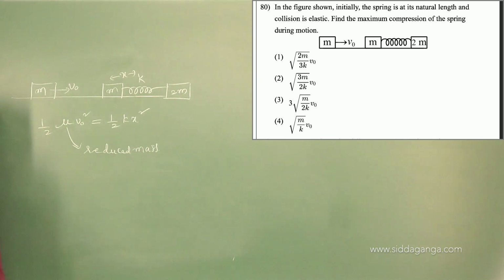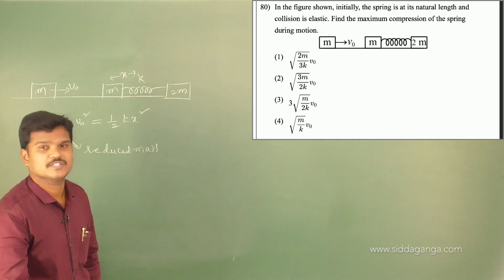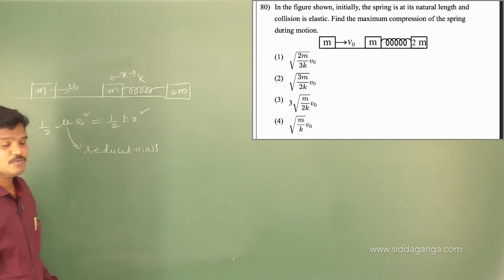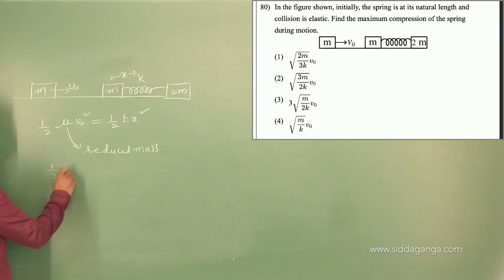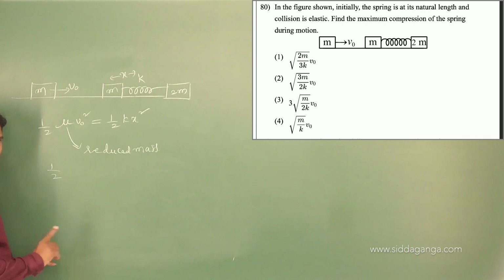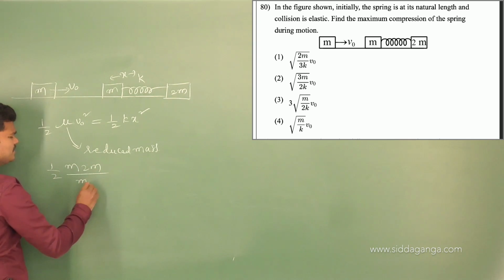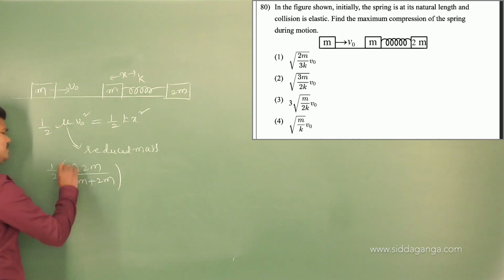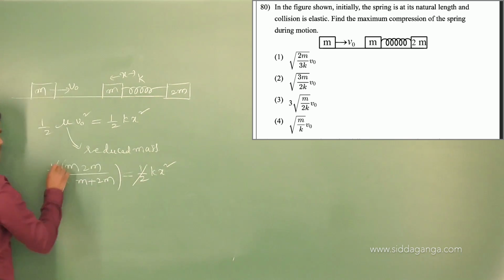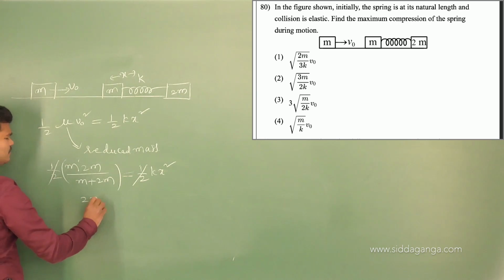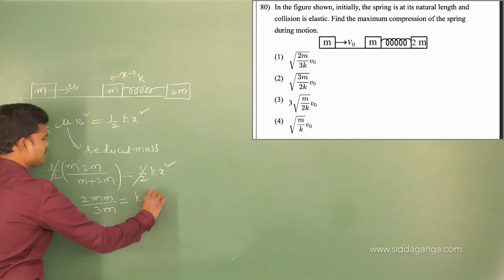This is actually a two body oscillatory concept. Anyhow, we are going to do this concept in next chapters in simple harmonic motion. Right now again I am using a shortcut formula, mu. What is that reduced mass? Reduced mass is the product of masses by the sum of the masses. What is the product? m into 2m by the sum of the masses, m plus 2m. See, directly we are getting the final answer. Half k x square, so this is 2m by 3m, k x square.